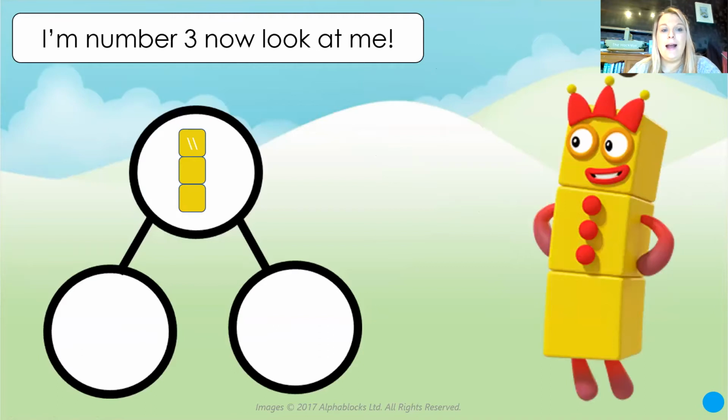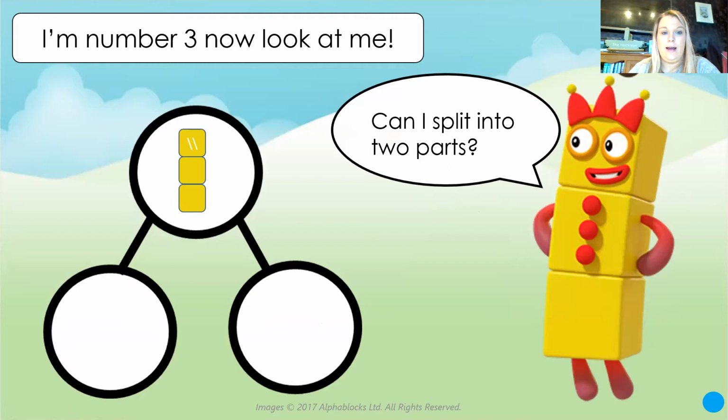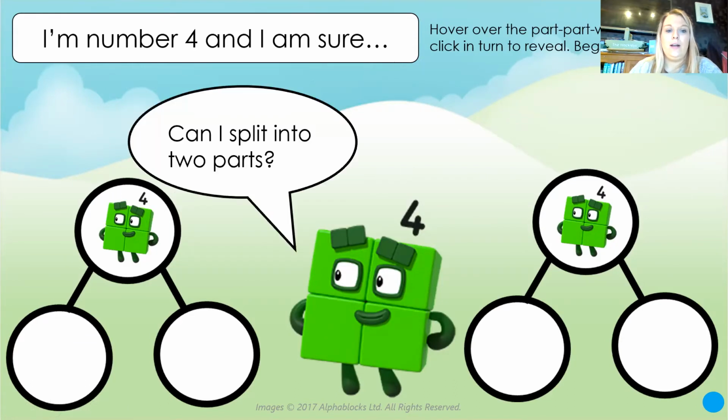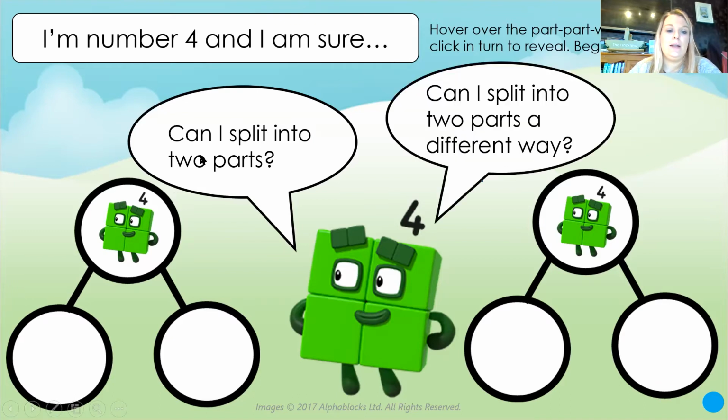Okay, now we've got number 3. How can we split up 3? What 2 parts will make 3? We can have a 1 and a 2. 1 and 2 makes 3. Now we've got the number 4. Number 4 can be split in 2 different ways. Can I be split into 2 parts? So can you think of one way that number 4 can be split into 2 parts? How can we split number 4? We can do a 2 and a 2. 2 and 2 makes 4.